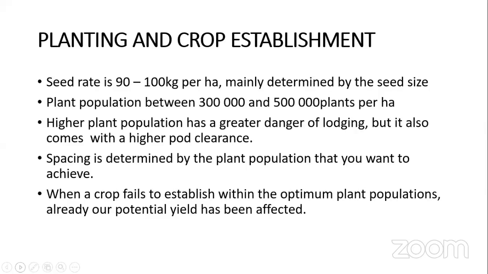Then the issue of spacing is actually determined by the plant population that you want to achieve. For example, we have got a range here to say 300,000 to 500,000 plants per hectare. So if you want to achieve 300,000 plants per hectare, then it would also mean that the plant spacing will be different from someone who is going to employ 400,000 plants per hectare. And it's also going to be different from someone who is going to do 450,000 plants per hectare. So it's all dependent on the preference and what you also come in with in terms of the machinery.